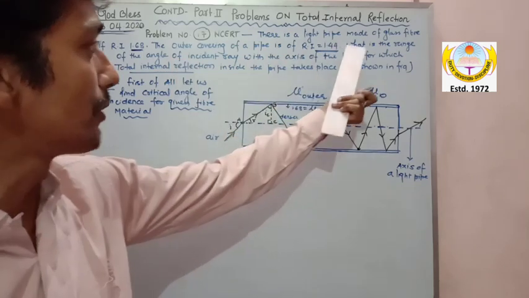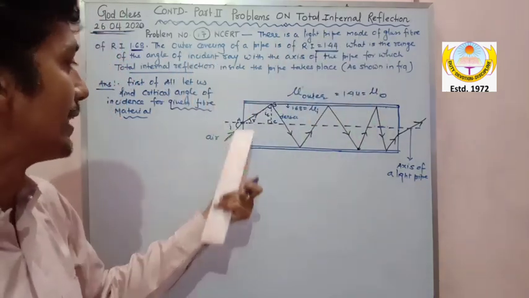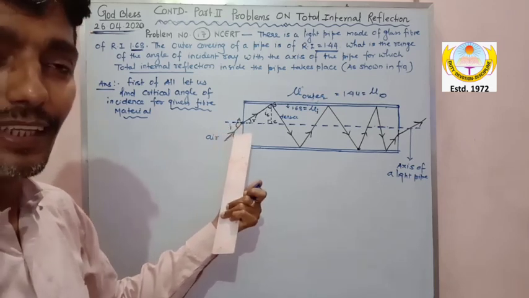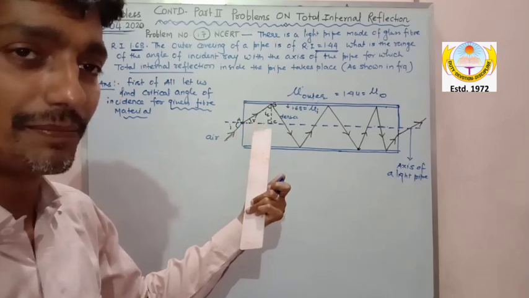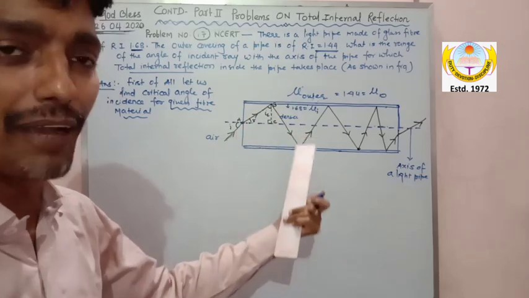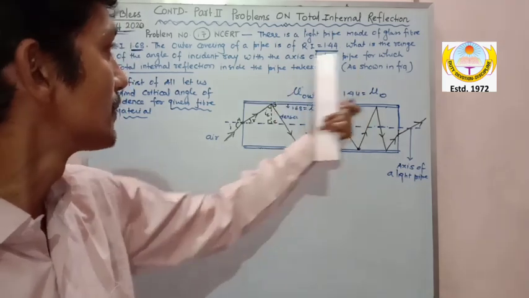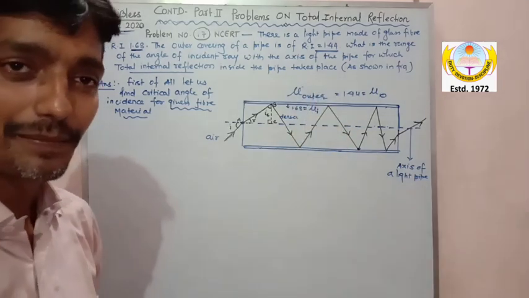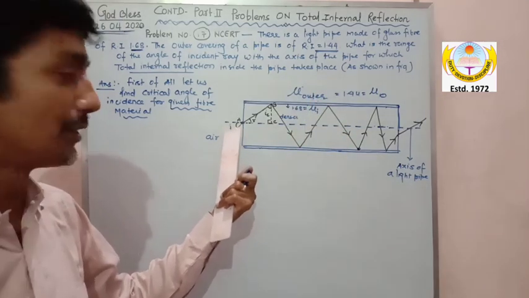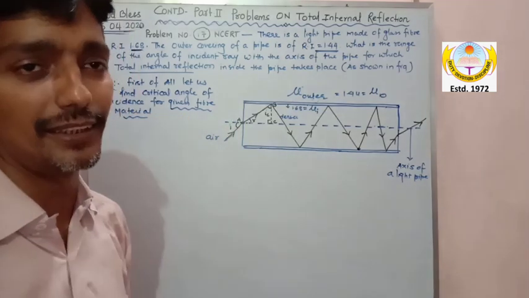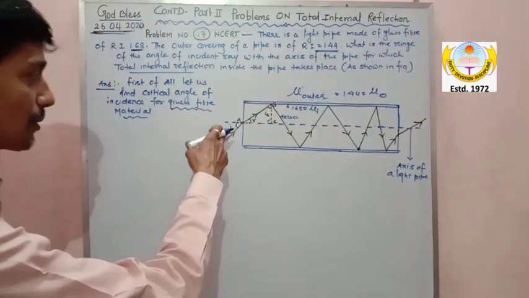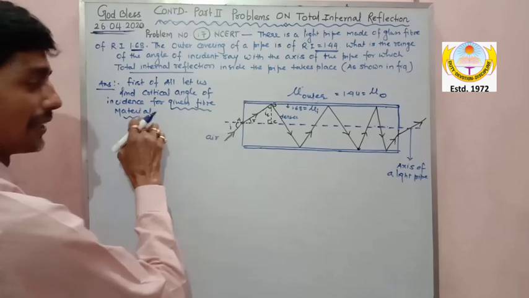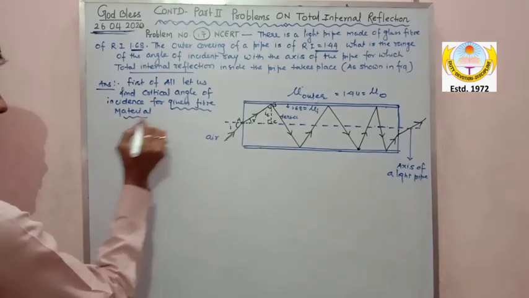reflected. Because the question is, what is the range of the angle of incidence? This angle, so that if the light comes within that range, every time inside the fiber it will suffer TIR. Total internal reflection takes place inside the pipe. So what should the range of this angle I, where the light is incident, be? That's the question. Am I clear, my dear? So first find out the critical angle of the fiber material. The critical angle, my dear, you can calculate from the outer and inner.